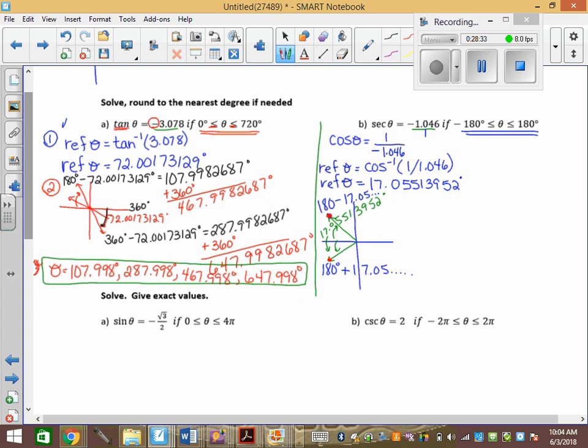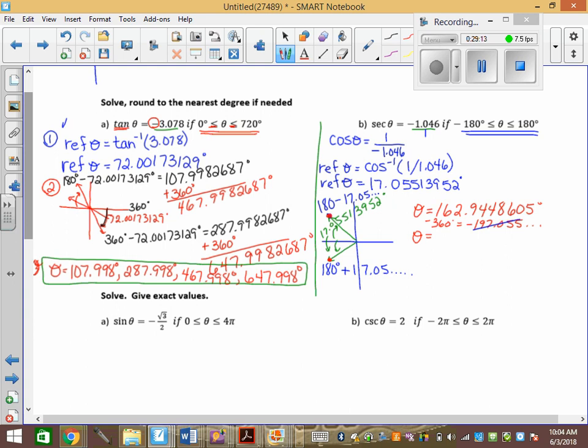So I get 180 minus 17.05 whatever, and so theta equals 162.9448605. That fits my domain, so good. If I subtract 360 from it, I get negative 197.055, which is outside my domain. So the coterminal is not going to fit. We just checked the coterminals to see if they fit in the domain, and they won't. It is bigger than negative 180, so it's out of the domain.